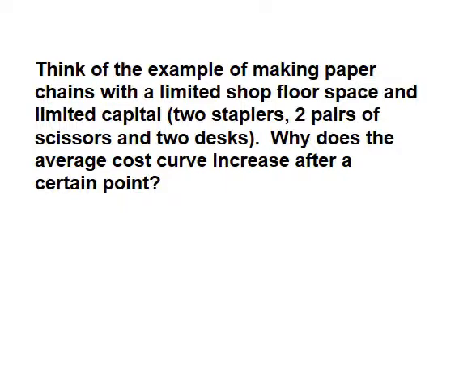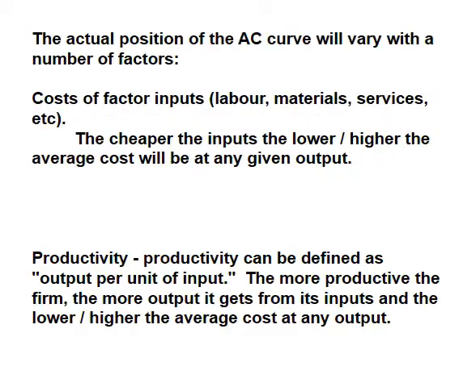Why does an average cost curve increase after a certain point? Well, we know that when we added the first, second, third, fourth worker, they were very, very efficient. But after we kept adding more workers to the fixed amount of capital, so we couldn't change the shop floor and the 2 staplers and 2 pairs of scissors, we couldn't get more, we couldn't give away any, they were fixed. We found that we had greater inefficiencies as we added more and more workers, and it certainly became problematic when we added the 8th worker. There was tremendous overcrowding and great inefficiencies. So costs at a certain point will start to increase.